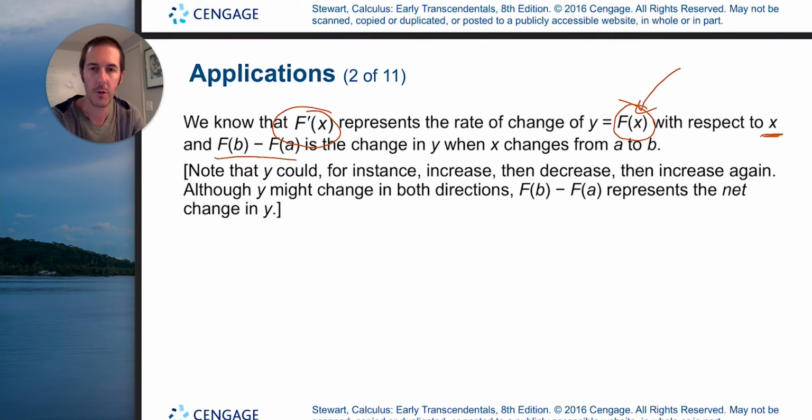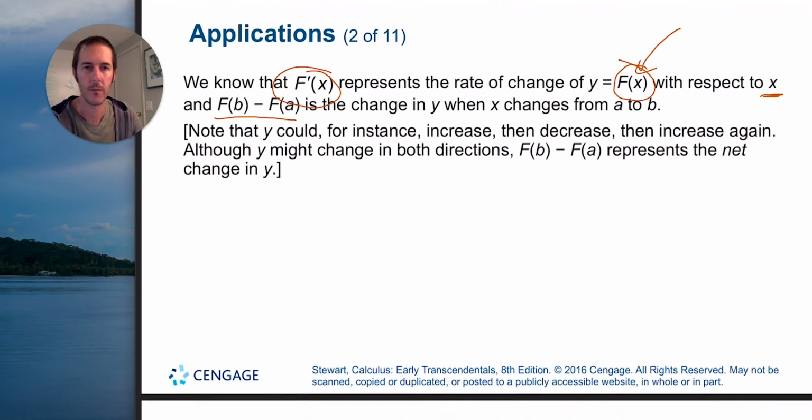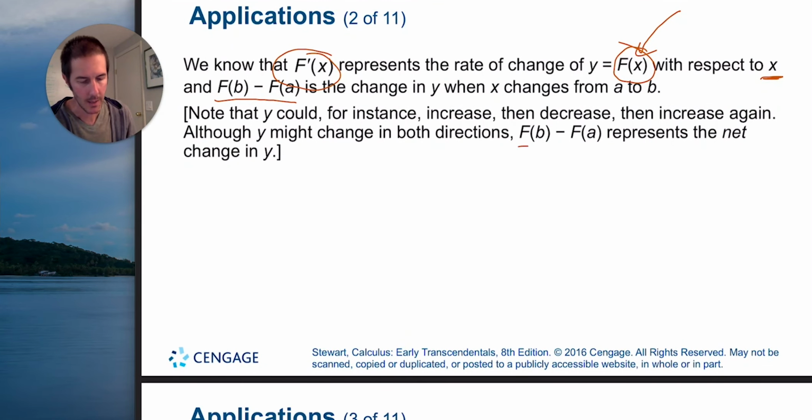The difference between your output values is your change in your y values, essentially, as your x values move from a to b. We're right back into Algebra 1. This is y2 minus y1 and x2 minus x1. And the author's highlighting something here that says that the difference between those two y values essentially represents a net change.